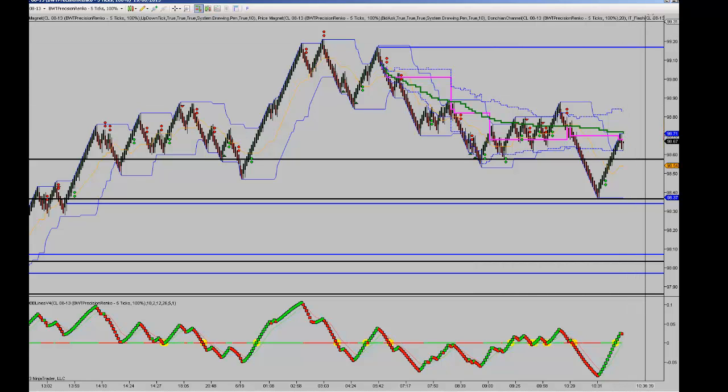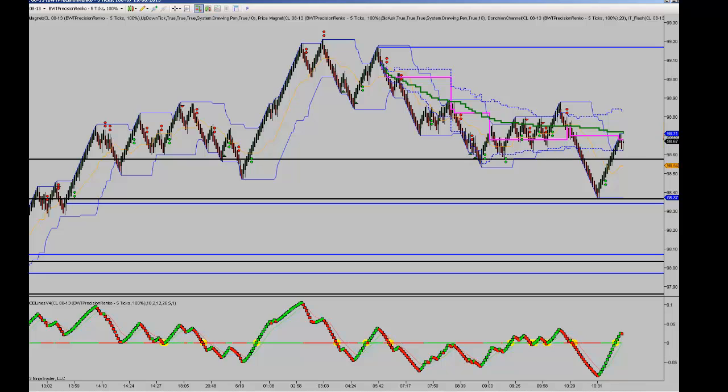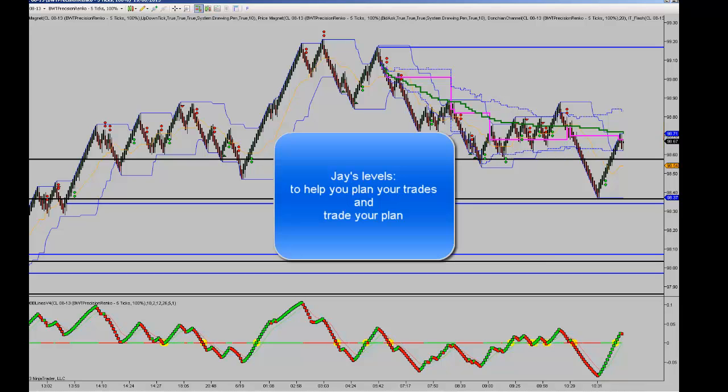So these levels, they're drawn at the beginning of the day. I can send them out to you via email, and if you've got your mobile phone set up for SMS email, you can get them on your mobile or on your iPad, Samsung, whatever you're using. And these levels can make your trading a lot easier, because you'll be really planning your trade and trading your plan.